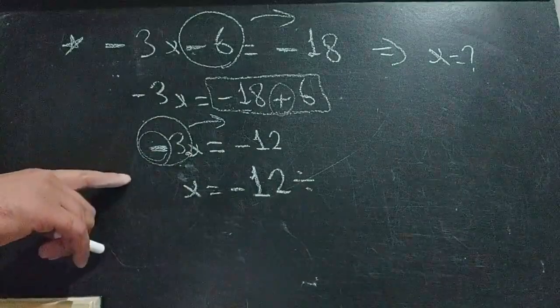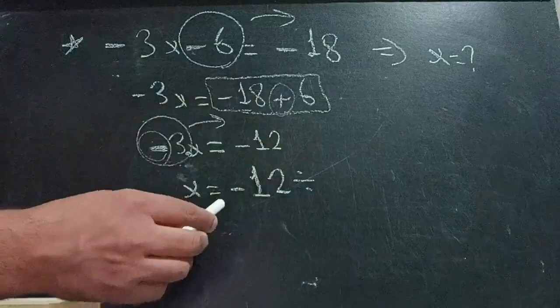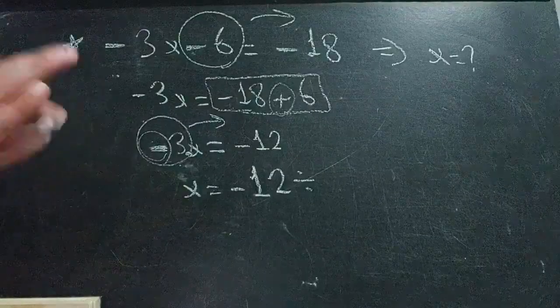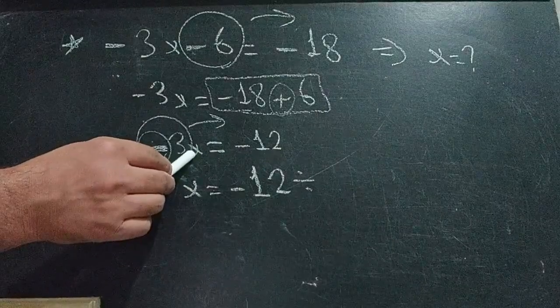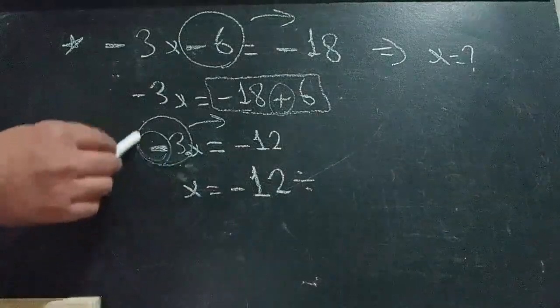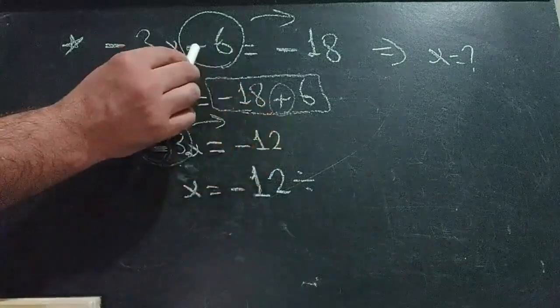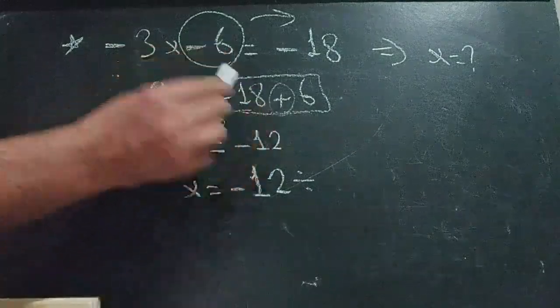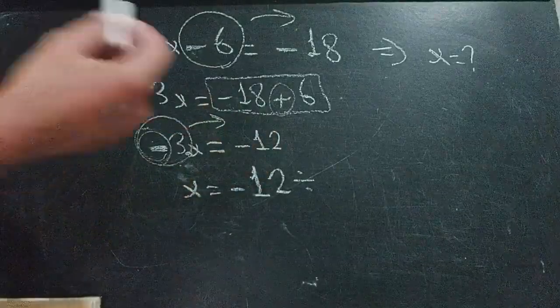That's a common mistake, because students take this negative 3 to the other side as positive 3. Don't make that mistake, please. You're changing the operation, not the sign. Their sign is changing because of the operation. If you notice, I repeated these things a few times because it is very important.